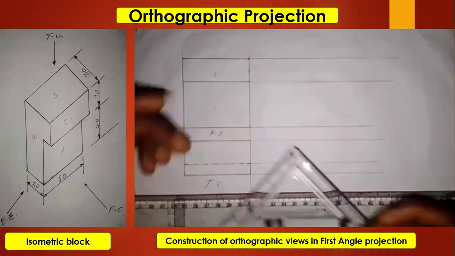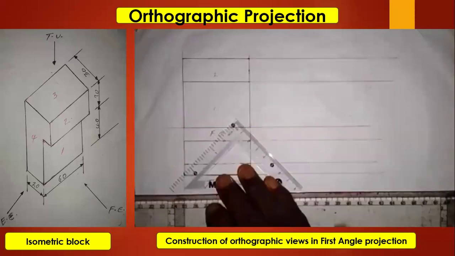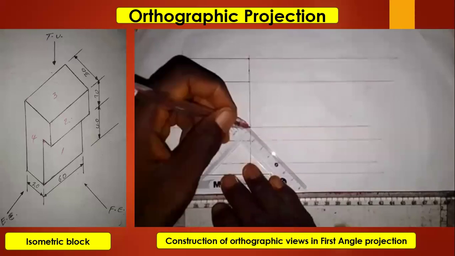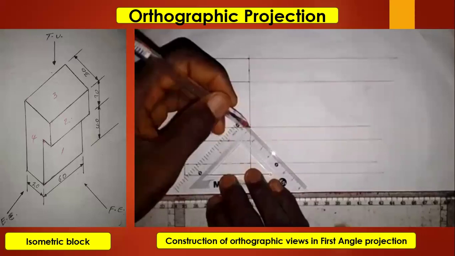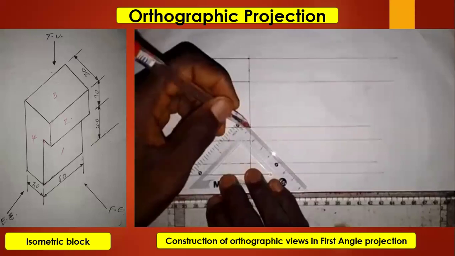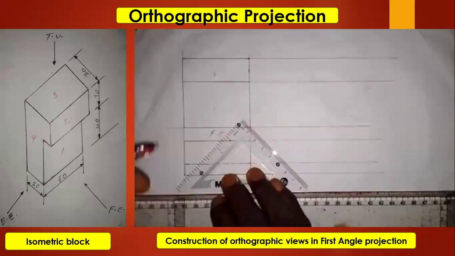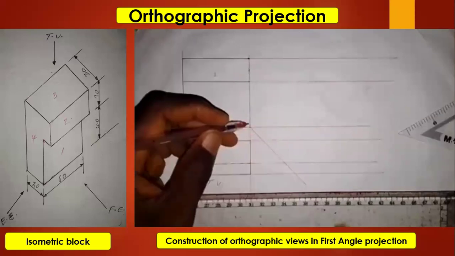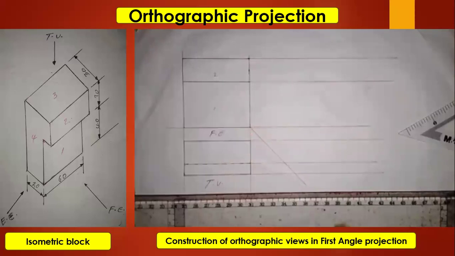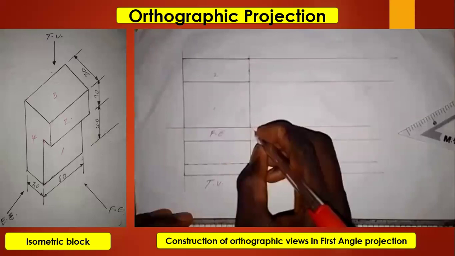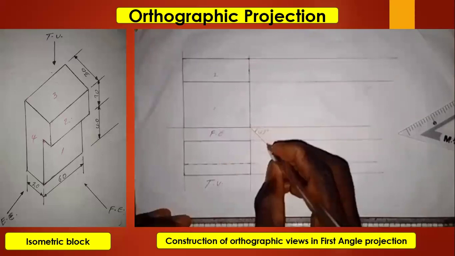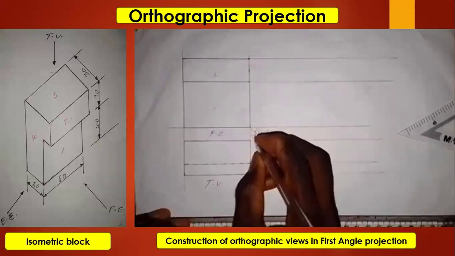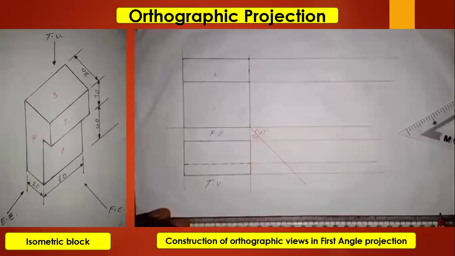We set our set square like this on the T-square, then move it to this point on the front elevation. What are we to do? We have to draw an inclined line like this. This line has divided this 90-degree angle into two equal parts, that is 45 degrees and 45 degrees. So this angle from here to here is 45 degrees, and this angle here is also 45 degrees. We divided the 90-degree angle into two equal parts by using the 45-degree set square.